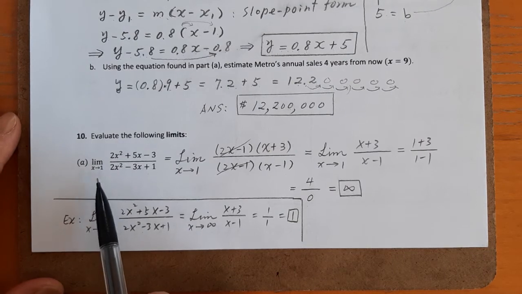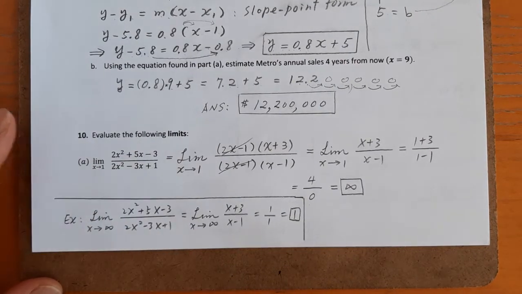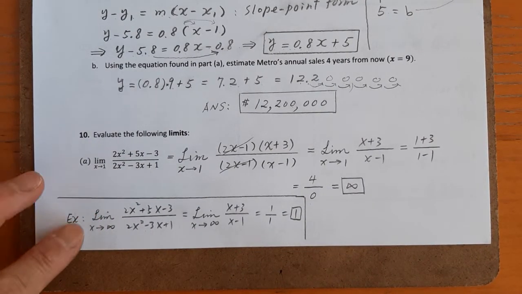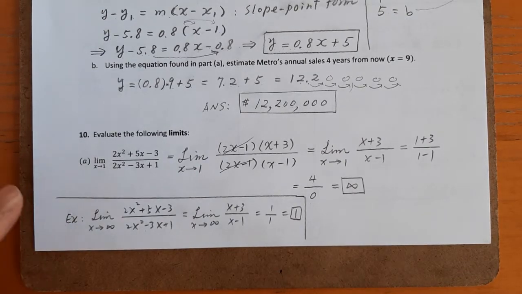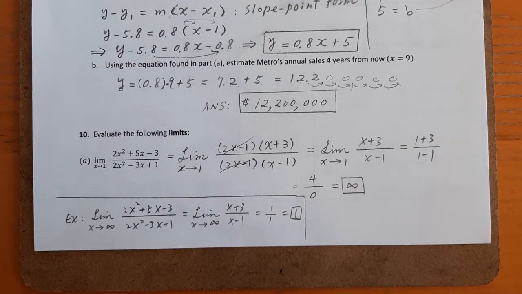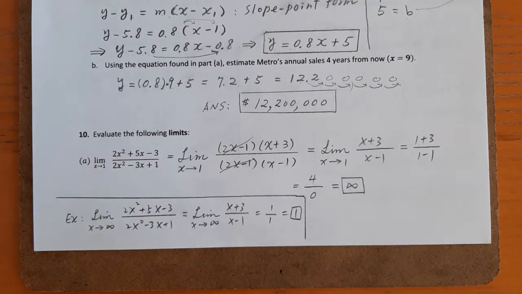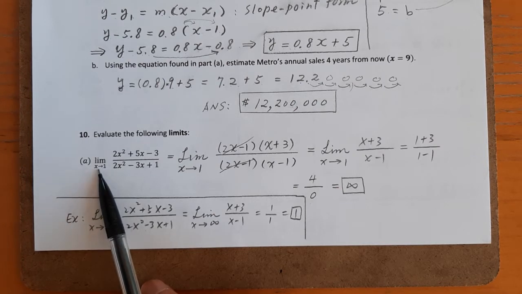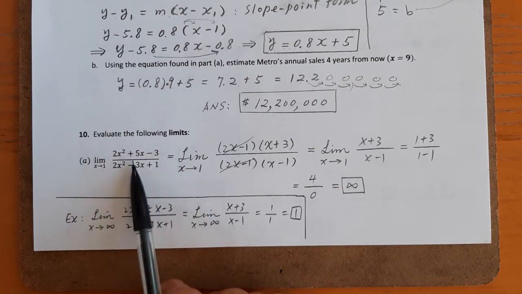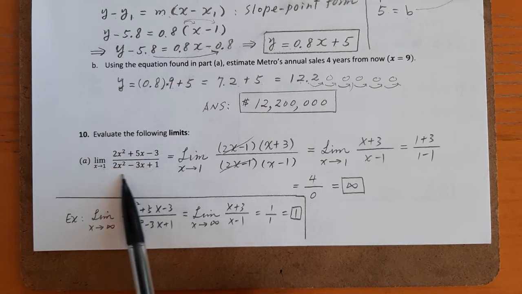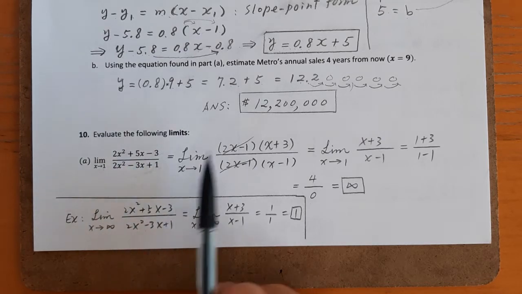Question 10 is going to be the chapter 2 questions. Chapter 2 started with limit. Figure out the limit when x approaches 1. This is a degree 2 polynomial, a quadratic polynomial.